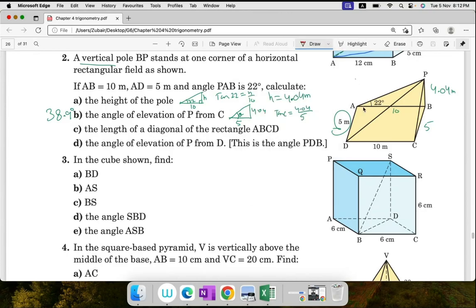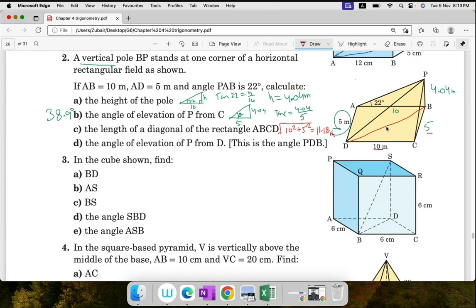C part. The length of diagonal of rectangle ABCD. Length of diagonal is simply Pythagoras theorem. ABCD, this is the diagonal. So 10 is there, 5 is there, we're using Pythagoras theorem. So 10 square plus 5 square, whole square root. That is 5 square root 5 to be exact, and in decimals 11.18 meters.